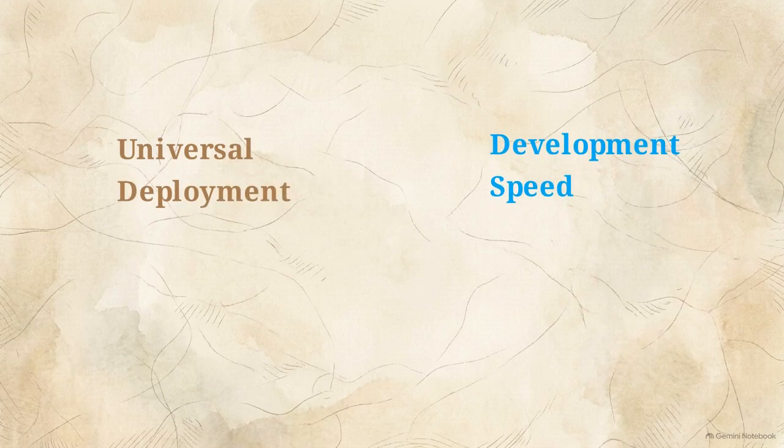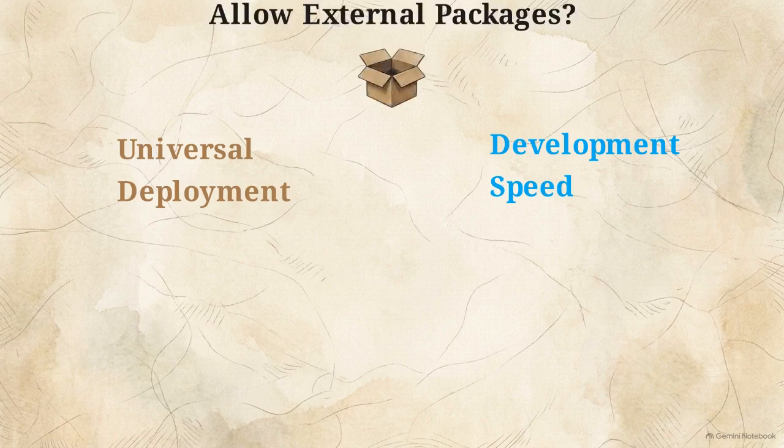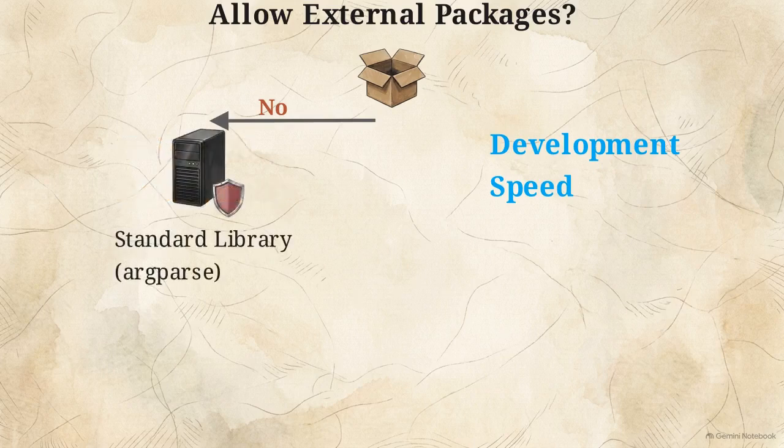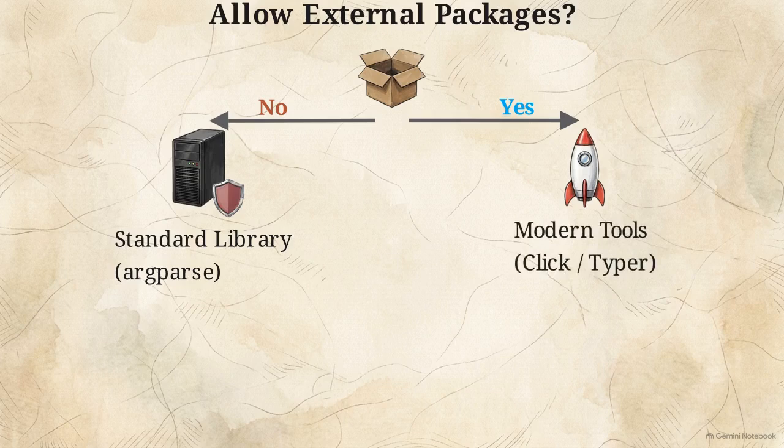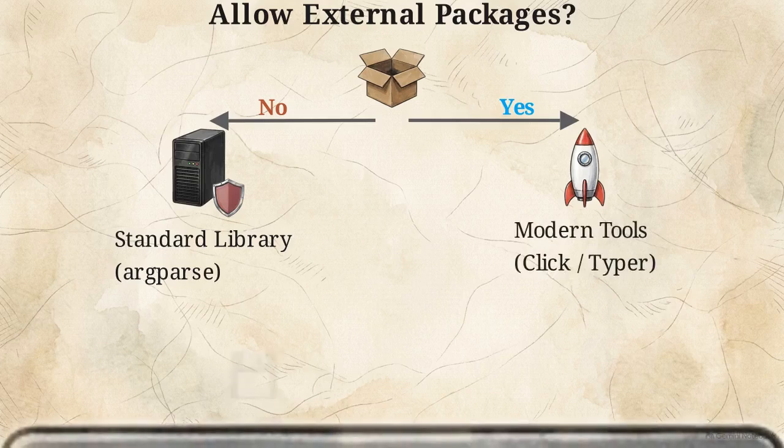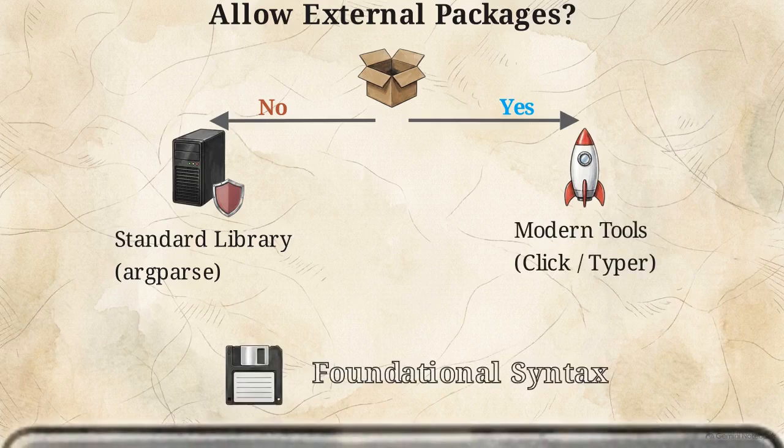In short, Argparse trades development speed for universal deployment. Tool choice depends on your environment. Does your target allow external packages? On restricted servers under strict security, the standard library is required. For unrestricted new projects, modern libraries are more efficient. Regardless, you'll frequently encounter older systems relying on this foundational syntax.